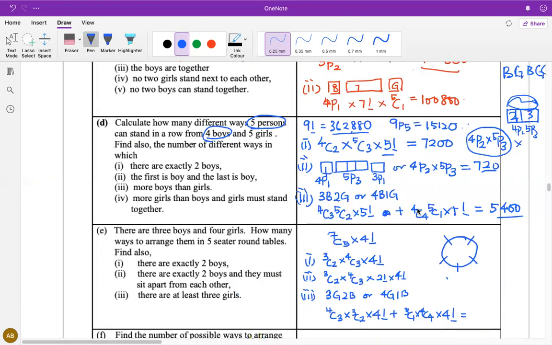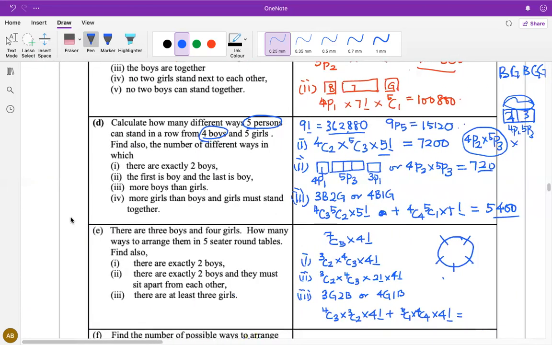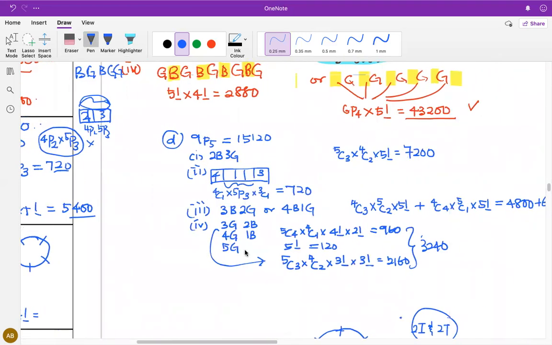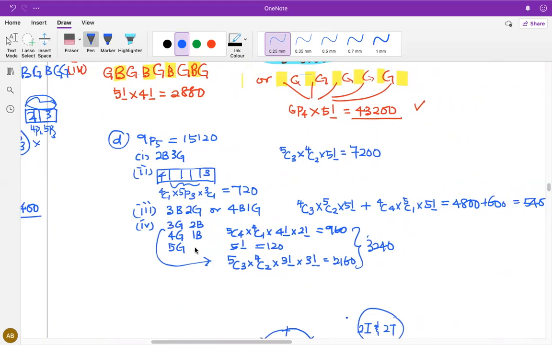Okay. Right. This is number 3. Number 4, more girls than the boys, and the girls must stand together. So more girls than the boys. So 3 girls, 2 boys, 4 girls, 1 boy, and 5 girls. Okay, you can see here, if three girls, so 5C4. Sorry, 5C3, right? 5C3 times 4C2, and all right.